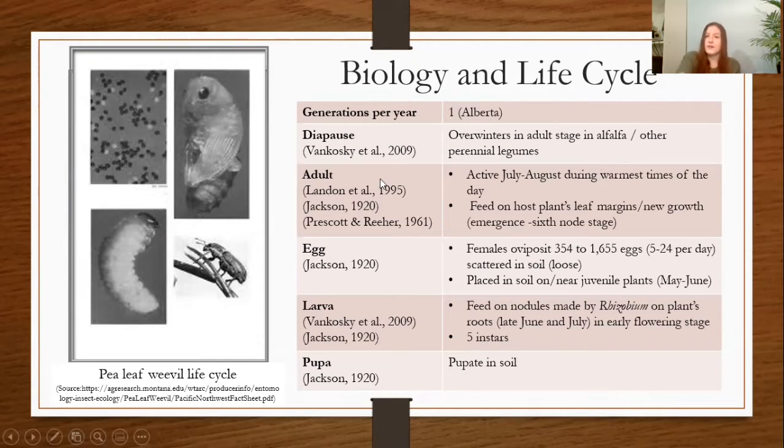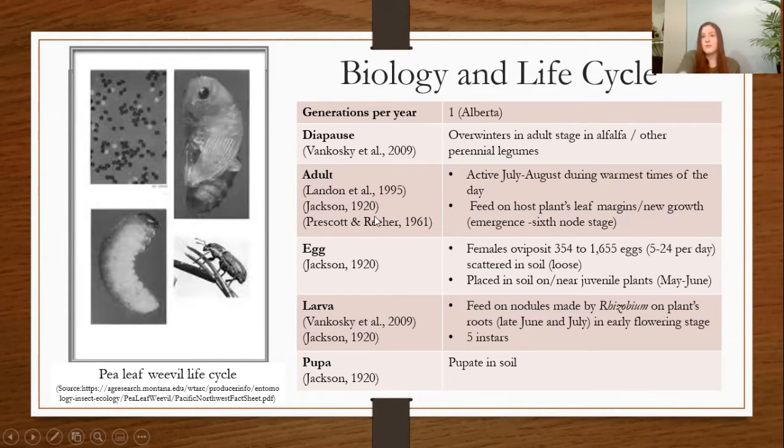And the adults are going to be active from July to August during the warmest times of the day. So that's going to be about 12 degrees in spring, and then later on in the summer about 24 degrees. And they are going to feed on the host plant's leaf margins, or the new growth of the plants, from the time they emerge till about the 6th node stage. That they will eat all the leaves they can get their mandibles on.